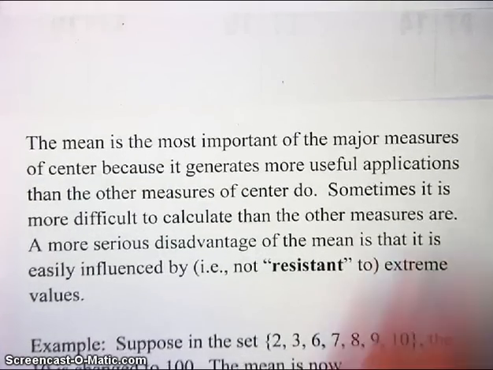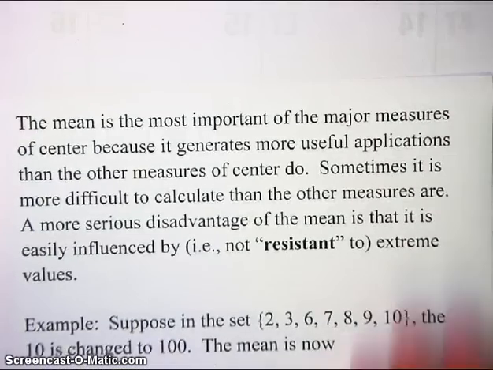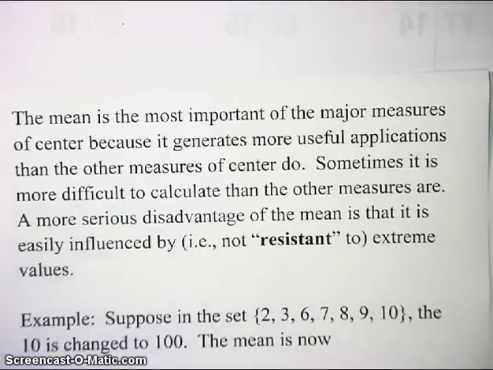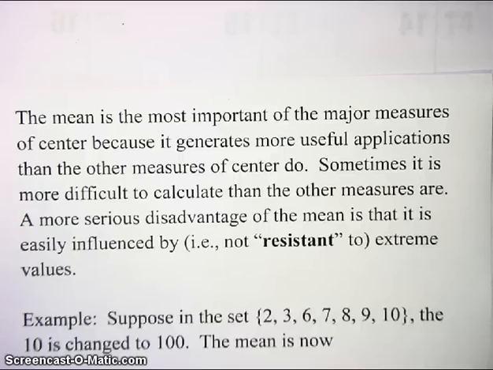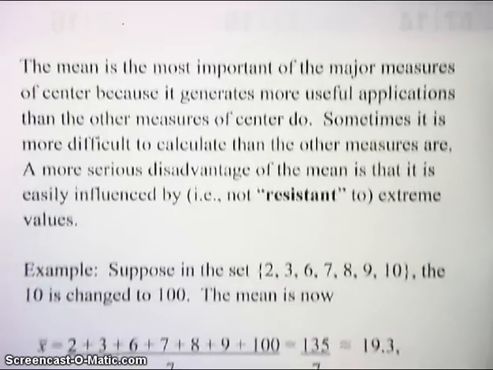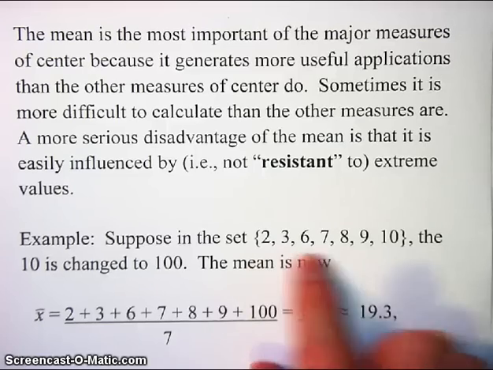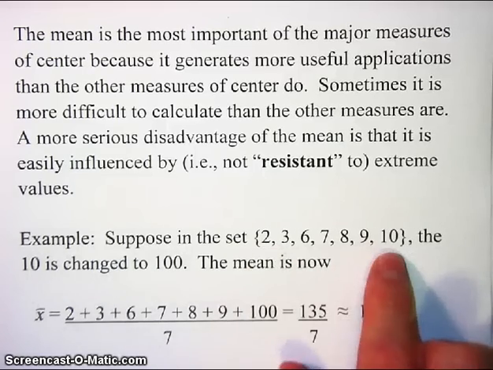Now, of the three major measures of center we're going to look at, the mean is the most important. It generates more useful applications than the other measures of center do. It might be difficult to calculate in some situations. That's just the way life is sometimes. But the more serious disadvantage of the mean is that it's easily influenced by extreme values. That is, it's not resistant to extreme values. And this concept of resistance is very important when we're talking about measures of center or later on measures of spread.